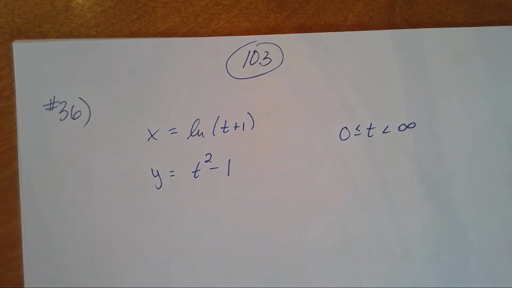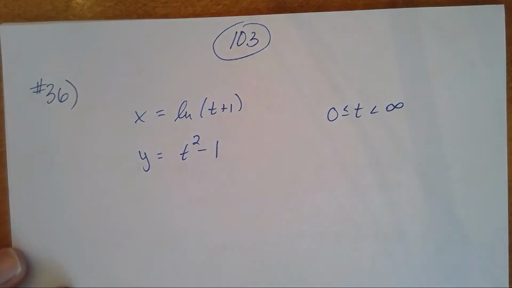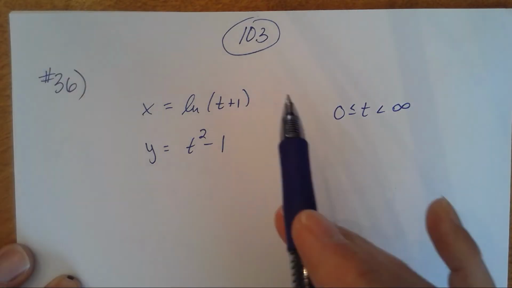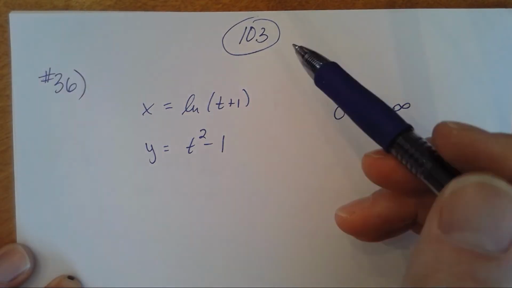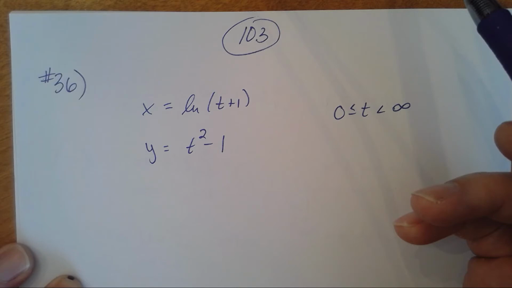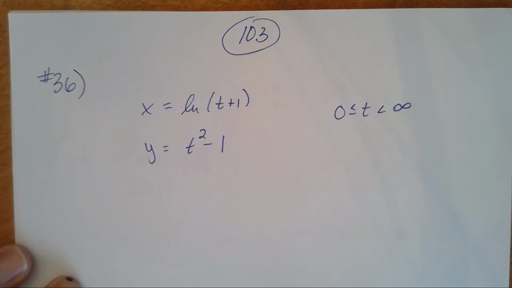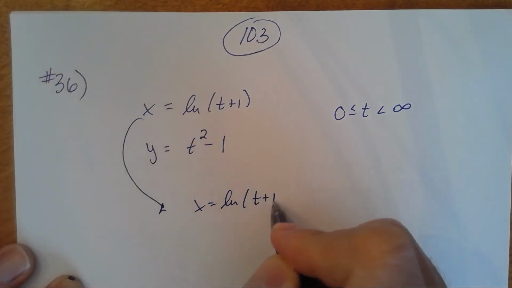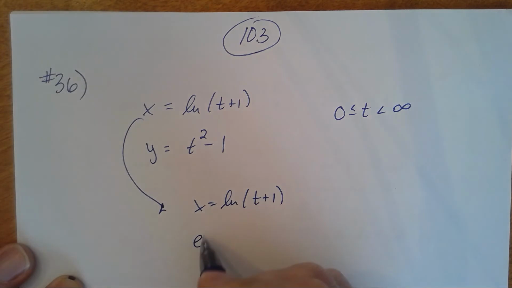Alright, so unless we're dealing with trig functions, which can also be solved this way, what you're looking to do is solve for t in the x equation, and then plug that t into the y equation. So if we just look at the x equation, solving for t, e to the x equals t plus 1, so t is e to the x minus 1.